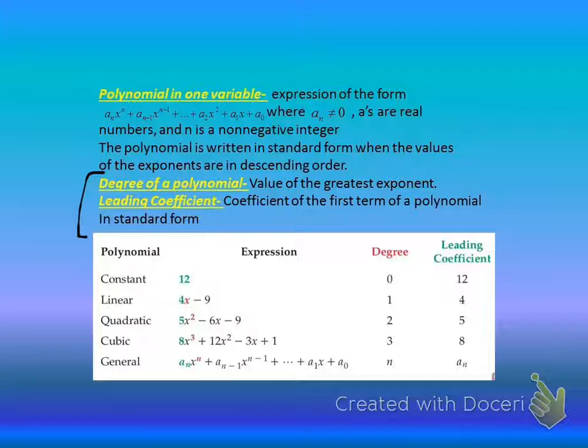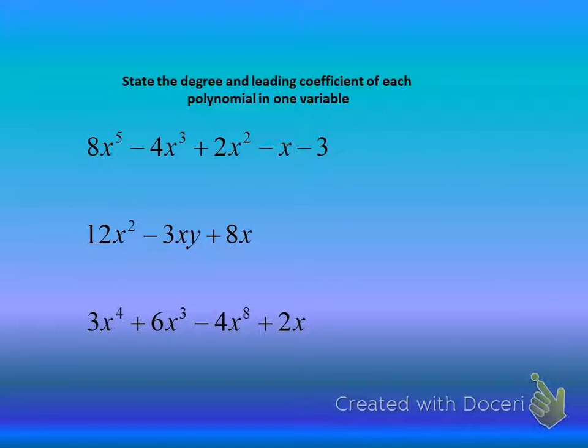So first off, state the degree and leading coefficient of each polynomial in one variable. Now what one variable means is that you only have one variable. In case I didn't make that clear on the first slide, just keep that in mind.